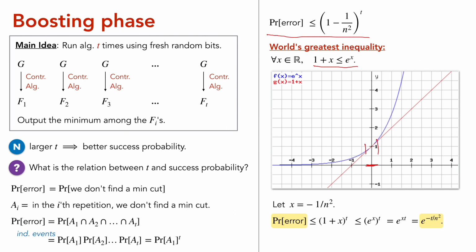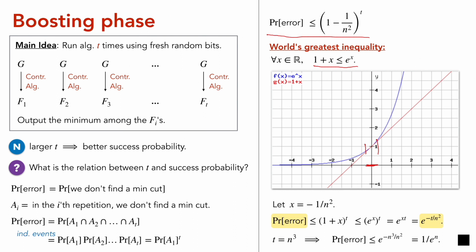Now, if you recall, I wanted to make this quantity 1 over e to the n. So what t value should I pick to make this 1 over e to the n? T equals n cubed will give us probability of error bounded by e to the minus n cubed over n squared, and that's 1 over e to the n. All right, so that's the boosting phase and the world's greatest inequality.